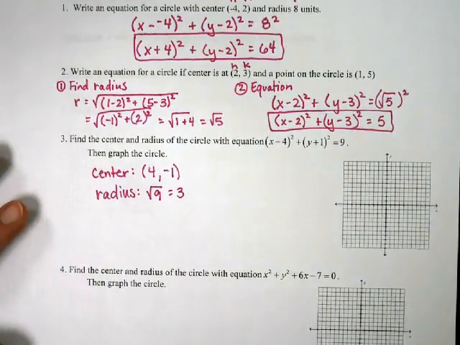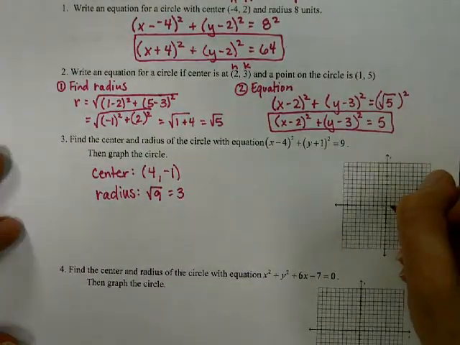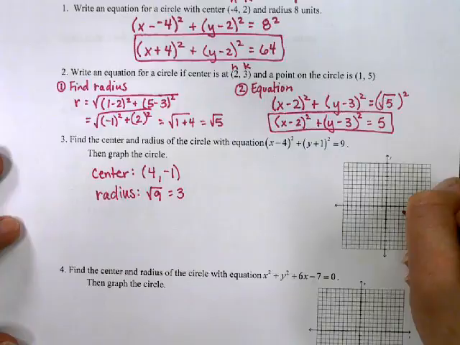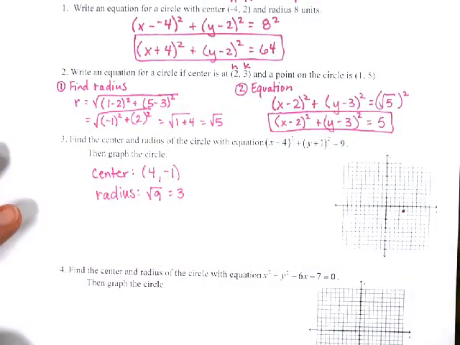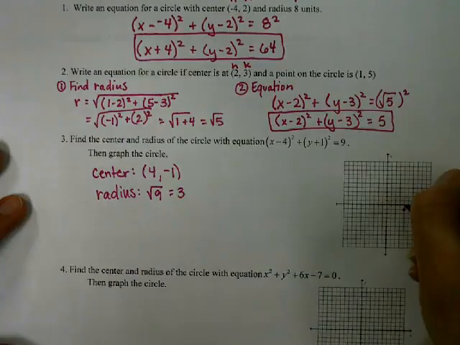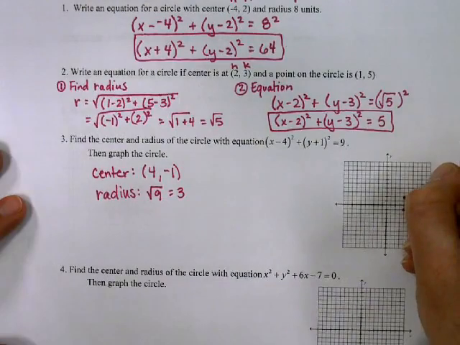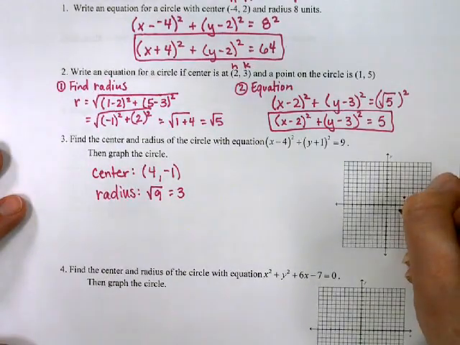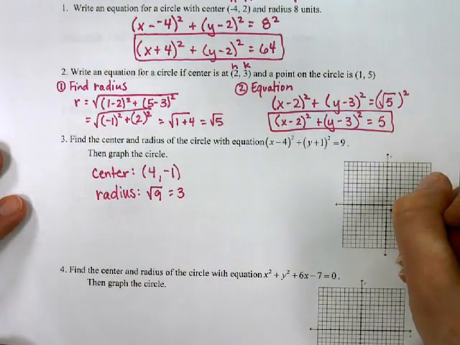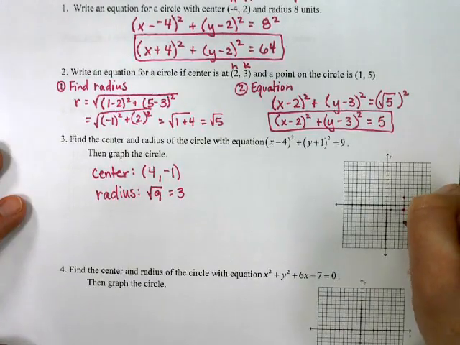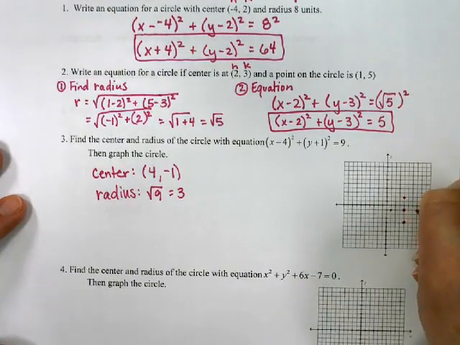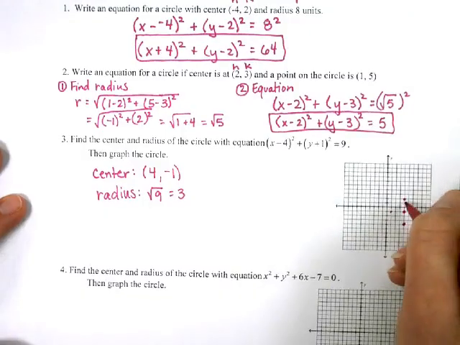Okay, so when I go to graph this, I'm going to go to (4, -1). And then I'm just going to go 3 up, left, down, and right. 1, 2, 3 units up, 1, 2, 3 units left, 1, 2, 3 units down, 1, 2, 3 units to the right, and then I'm going to give it a curved shape.